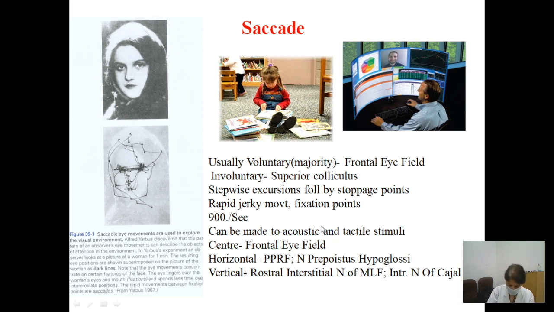The center for these conjugate saccadic movements is the frontal eye field. I told you these saccades could be horizontal, vertical or oblique, and oblique requires both horizontal and vertical to be active. I'm going to explain these pathways in detail. They have been given beautifully in Bar, but I will explain them in a little more detail. It's important for postgraduates to understand the detailed pathway, but for undergraduates it's enough to read Bar.